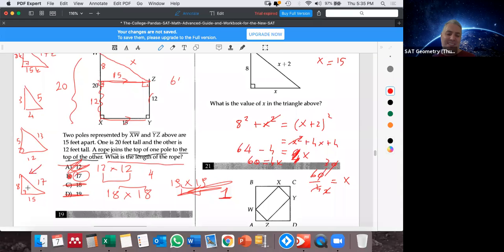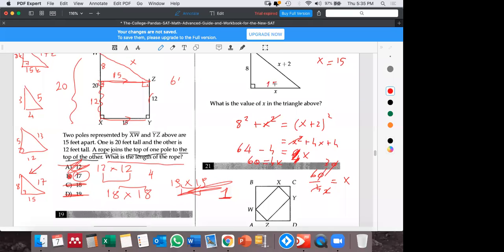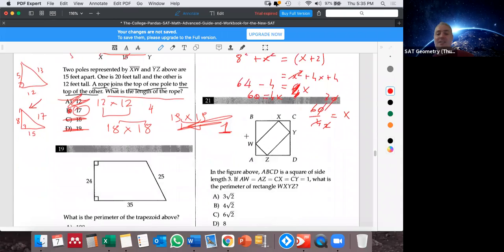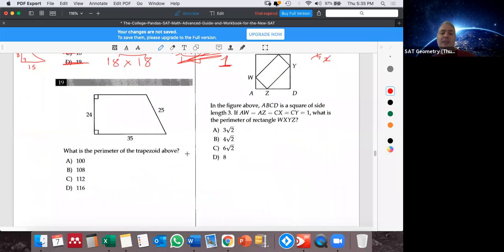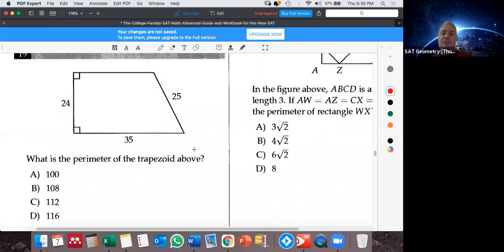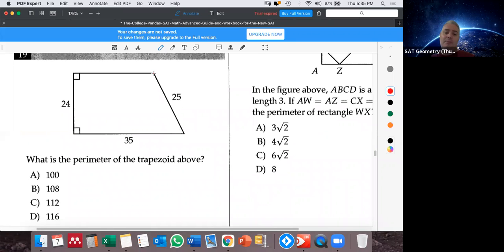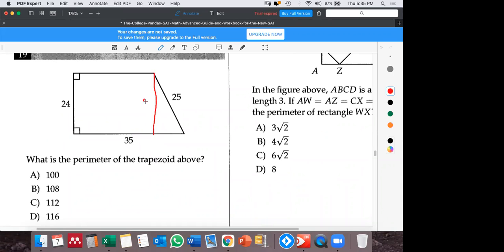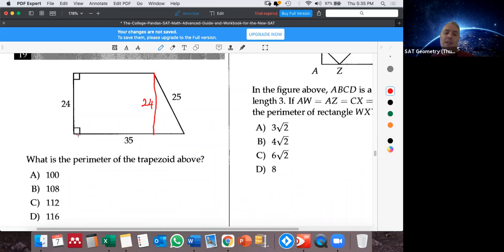You see, 8, 15, 17. That's it. Okay, this question, can you try by yourself quickly? Or let me help. If I draw this, we could draw that and then 24.